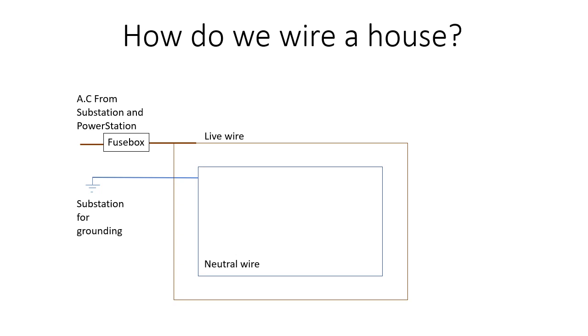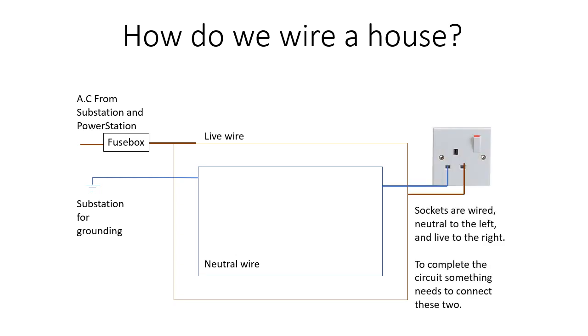All sockets in the house have to be connected to both the live wire and the neutral wire. We usually connect the live wire to the right hand side and we'll connect the neutral to the left hand side of the socket.